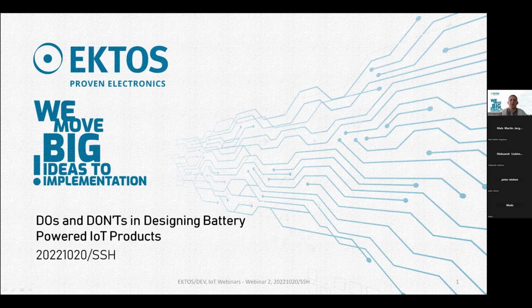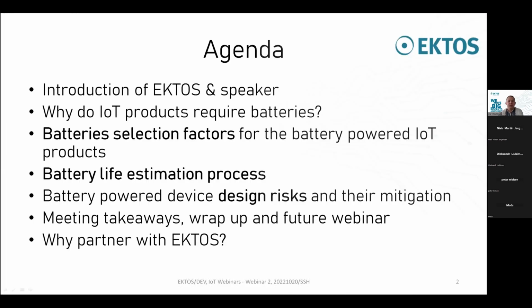The topic of today's webinar is do's and don'ts in designing battery-powered IoT products. The agenda of the webinar is introduction of EKTOS and the speaker, myself. Why do IoT products require batteries? We'll discuss this. Then we will jump to the battery selection factors for battery-powered IoT products. We will discuss the battery life estimation process, and battery-powered device design risks and their mitigation. And of course, we will do some wrap up and stuff like that.